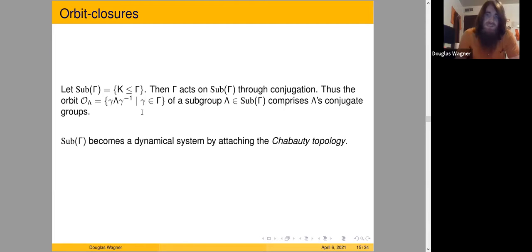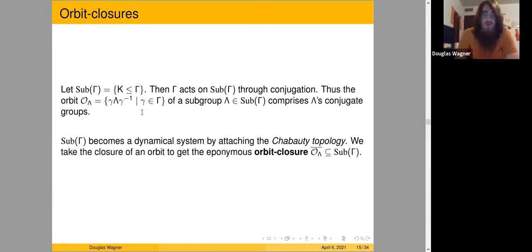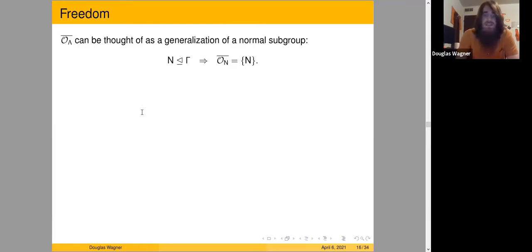We then attach a topology to the set of subgroups, which is defined naturally and makes the action continuous, but I won't give the exact details. We take the closure of the orbit under this topology, and we get the orbit closure mentioned in the title. These orbit closures can be thought of as kind of like a generalized form of a normal subgroup. If we have a normal subgroup nu, then its orbit closure is the singleton of just nu.